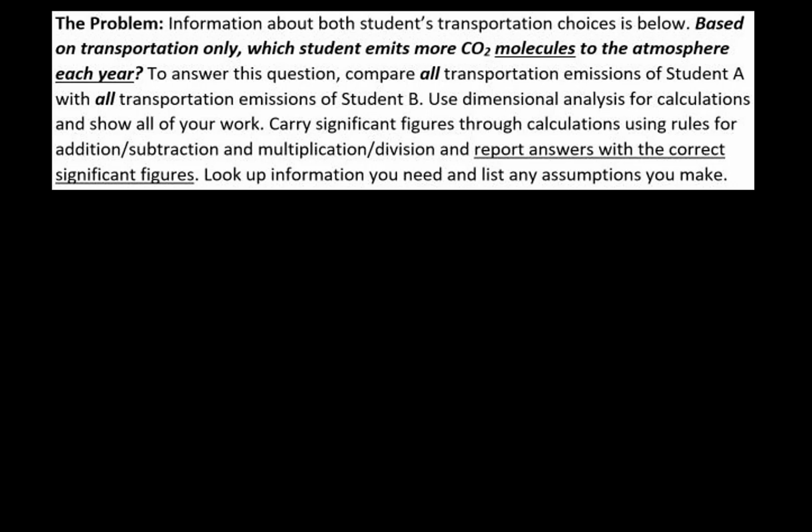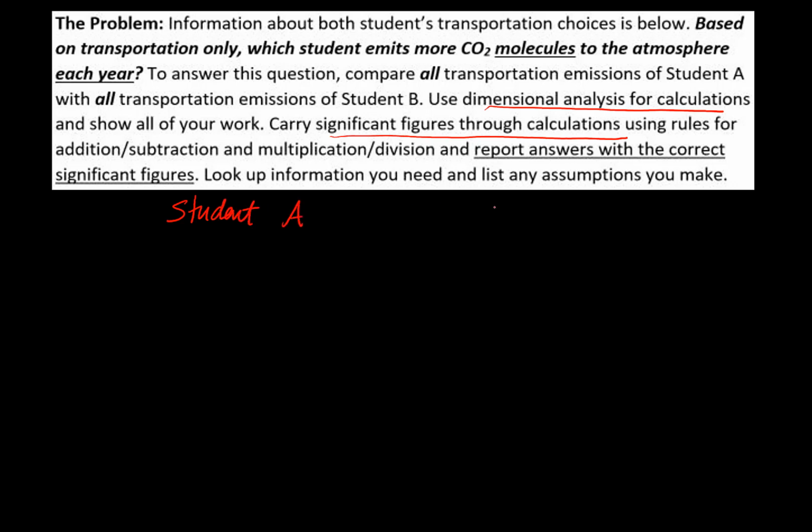So a lot of the things you're going to do for review here are use dimensional analysis in your calculations, carry significant figures through calculations. Other review material covered is the use of units and unit conversion, and also the use of molar mass and Avogadro's number.